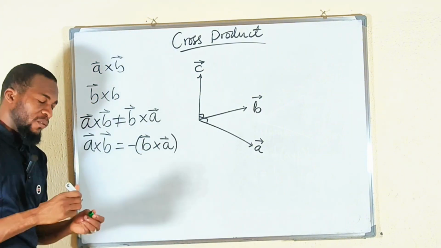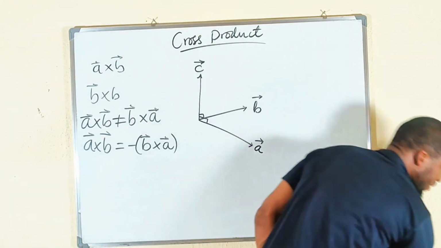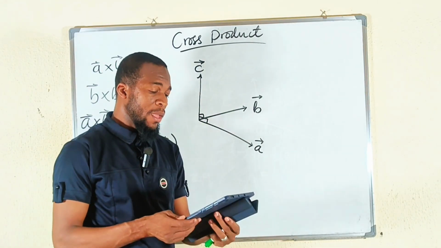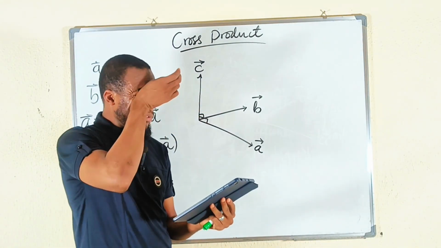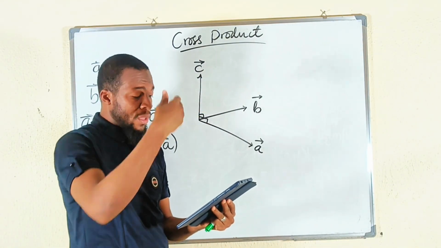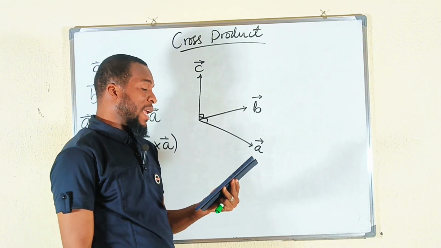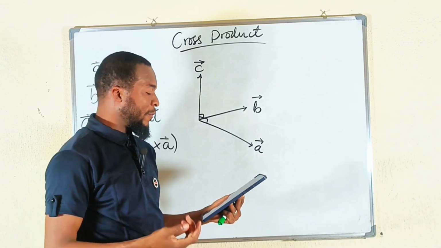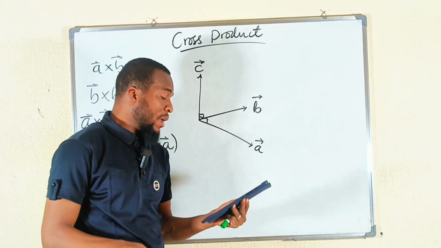Exactly. So I have my note here. I don't want to miss anything. Let me see what I have for you today. Number one, definition: you should know that the cross product of two vectors A and B is a vector, which is always perpendicular to both vectors A and B.